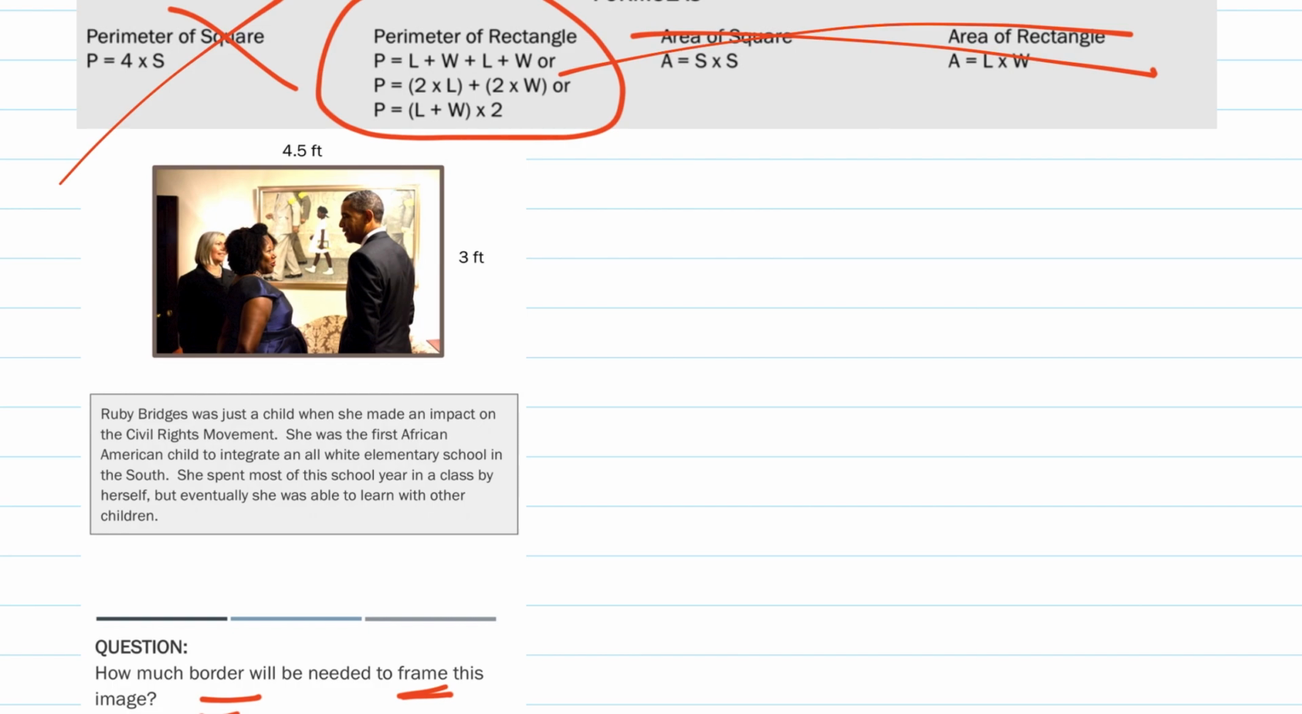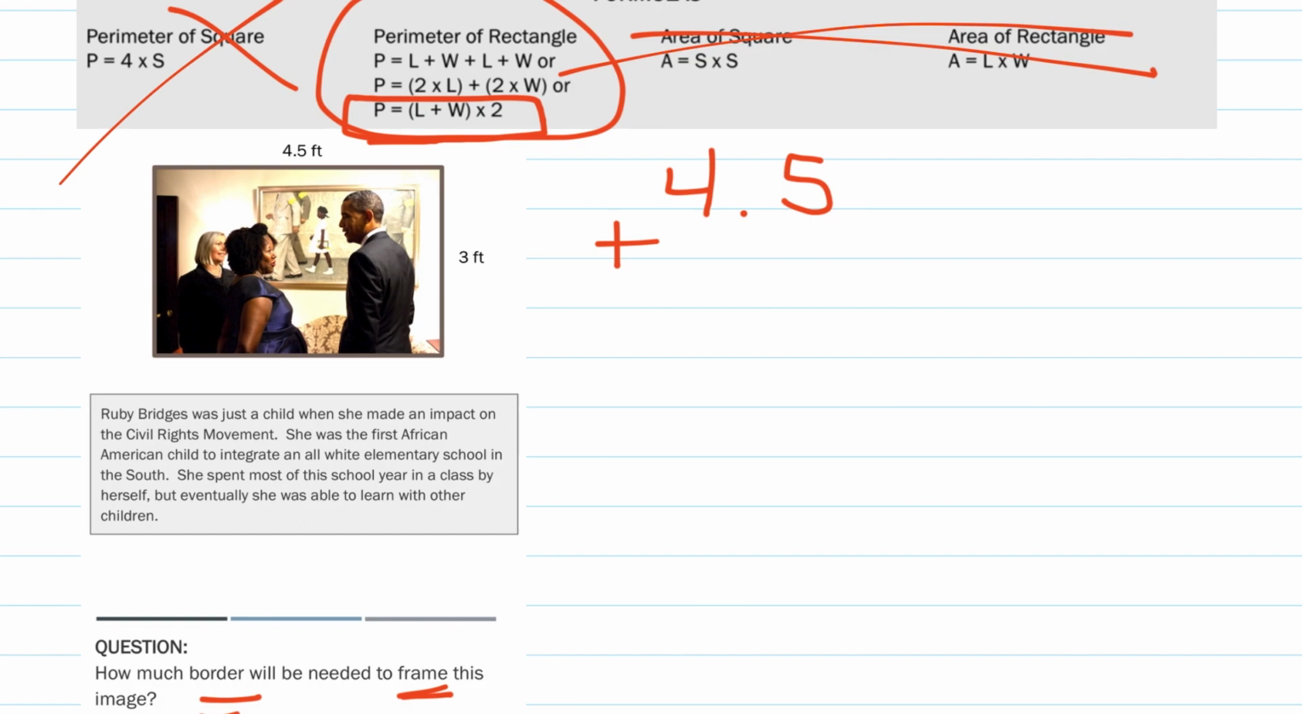Okay, I still liked that one I did last time, so I'm just going to do perimeter equals L plus W, that quantity times 2. So I'm going to add 4 and 5/10 plus 3. Oh, I need to make sure that I line up my 3 where it should go.